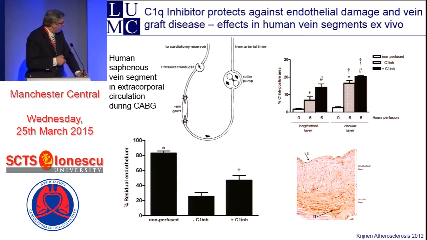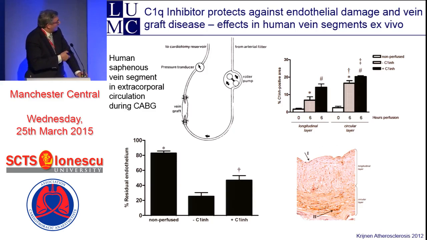And then we zoomed in firstly on the presence of endothelial cells, and if we do not perfuse, you can see that we have in this segment about 80% of the endothelial cells left. If we perfuse the segment in this system, we have a profound loss of endothelial cells, and if we add the C1 inhibitor, this loss of endothelial cells can be prevented to a certain extent. So there are more endothelial cells present when the C1 inhibitor is present.